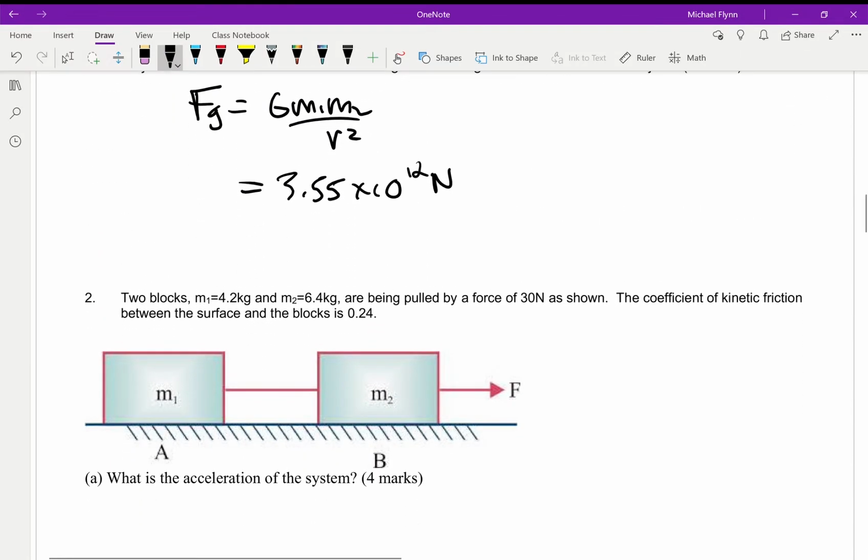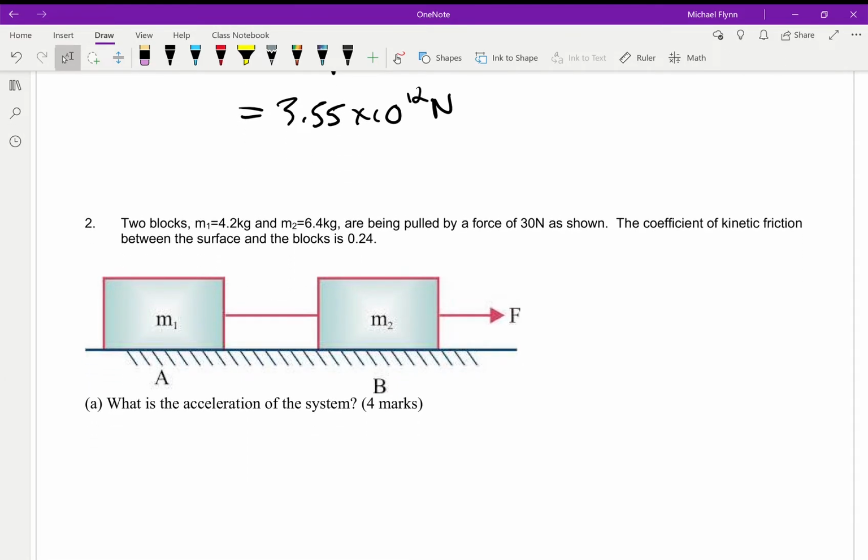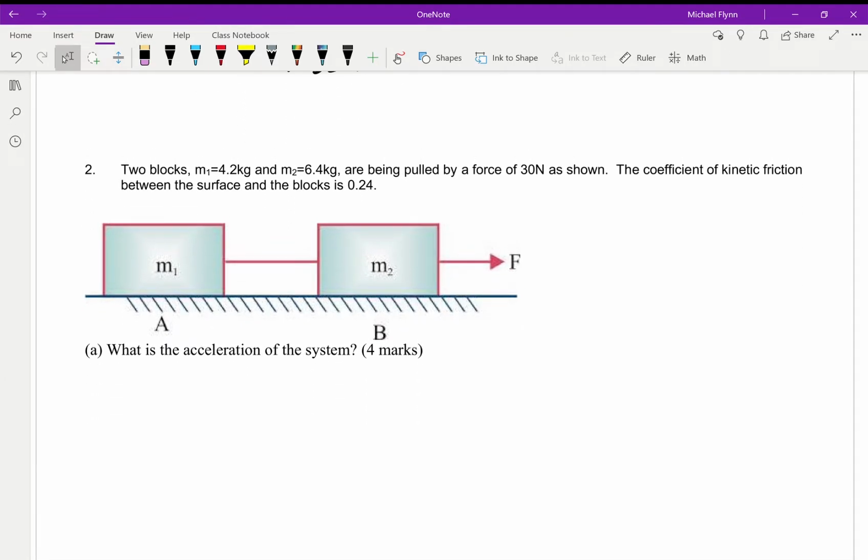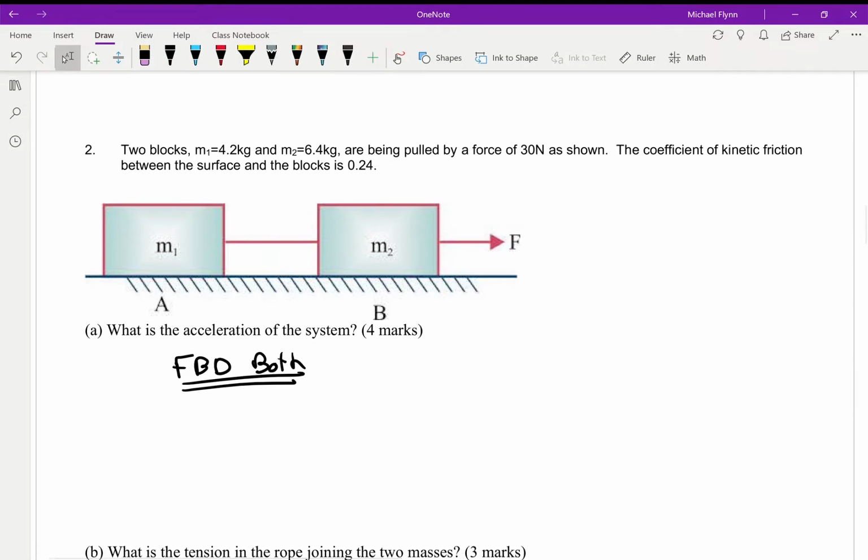All right, number 2. Two blocks, blah, blah, blah, coefficient of kinetic friction is 0.24. What is the acceleration of the system? All right, that's question A. So now, free body diagram of both blocks together. That's always how we find the acceleration in a connected system. So I'm just going to circle, we're going to treat them as one object.